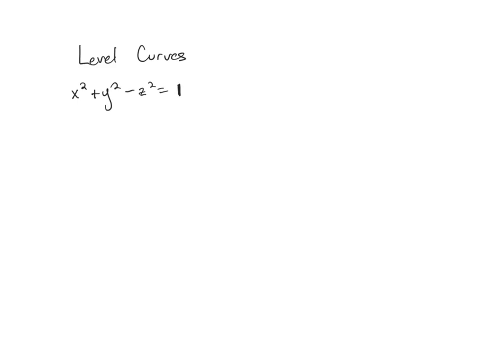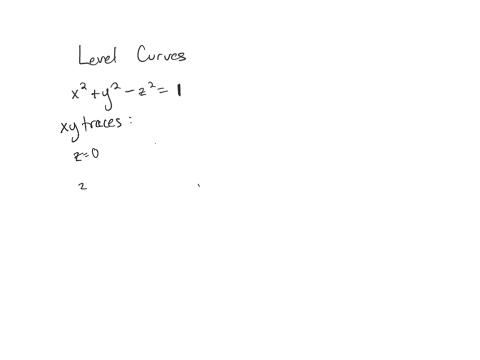Let's take a look at the 3D graph of x squared plus y squared minus z squared equals 1, and then how that relates to this concept of level curves of a function. So if I take a look at this graph right here, specifically if I want to envision the xy traces, then I can think of it as, what if I plug in different values of z?